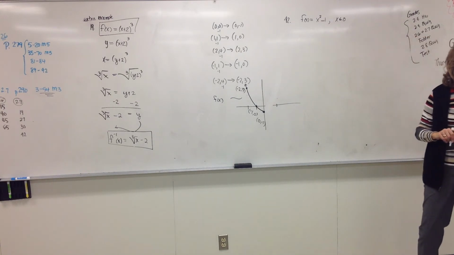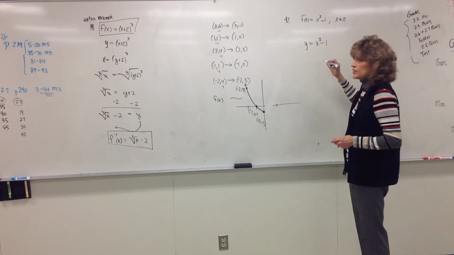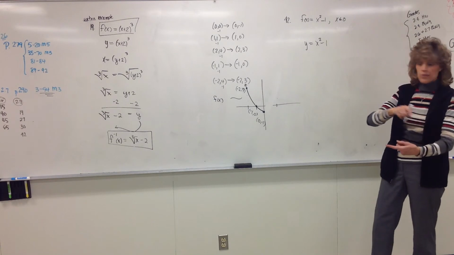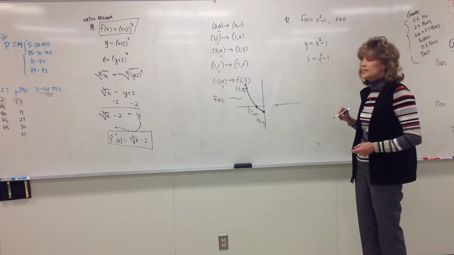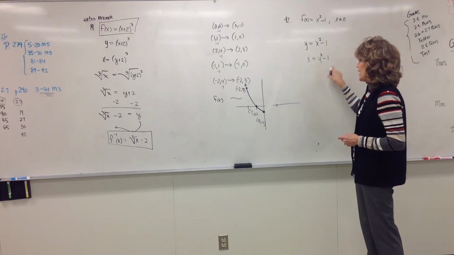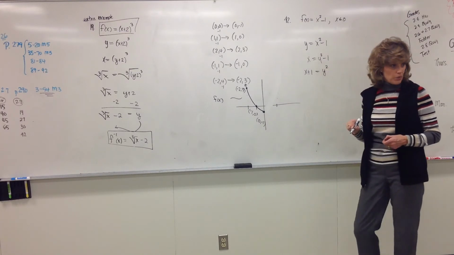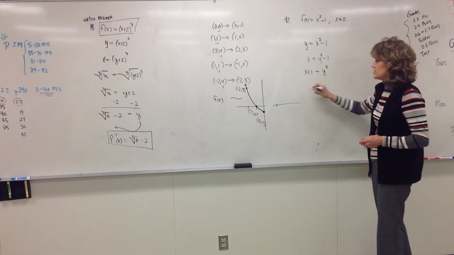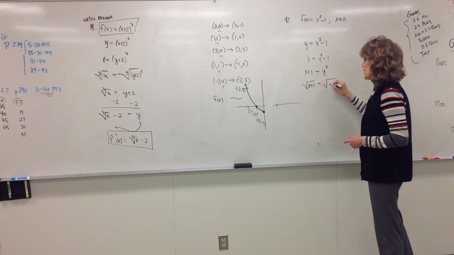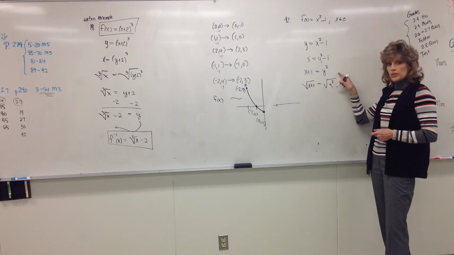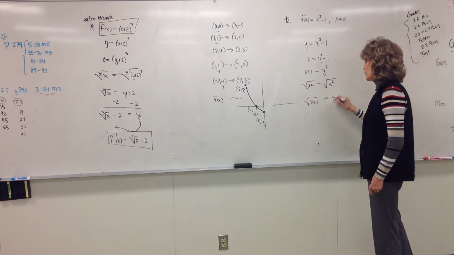Now we're going to go back to part A. Part A said write an equation for the inverse. So y equals x squared minus 1 is the original. Replace x with y and y with x. So x equals y squared minus 1. Solve for y. Add 1 to both sides. X plus 1 equals y squared. Now what? Square root of each. You got it. Square root of both sides. Square root of x plus 1 equals square root of y squared. The square root undoes the square. So the square root of x plus 1 equals y.